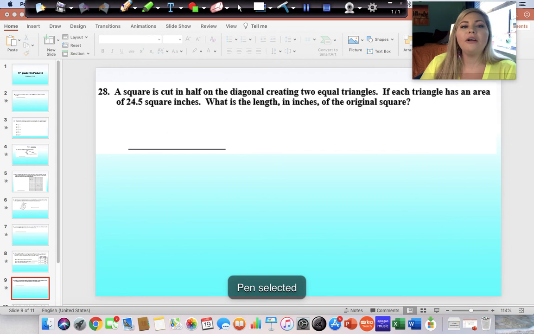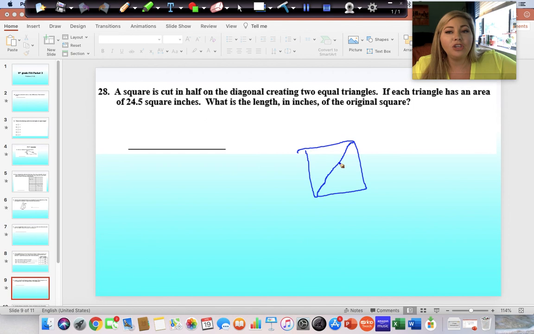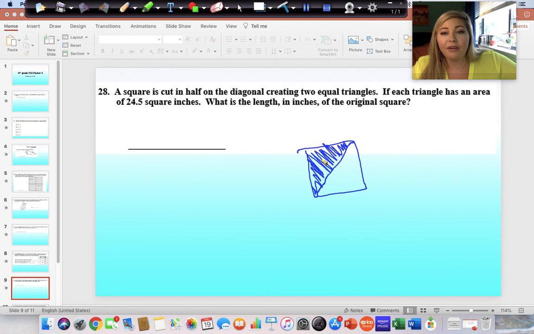Okay, it says a square is cut in half on the diagonal, creating two equal triangles. So here's our square. Here's our line cut on the diagonal. Here are our two equal triangles. If each triangle has an area, remember area is the space that takes up the inside of that triangle. The area is 24.5 inches squared. So each of the areas inside here are 24.5 inches squared individually.